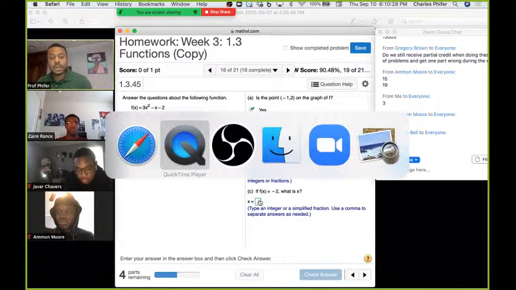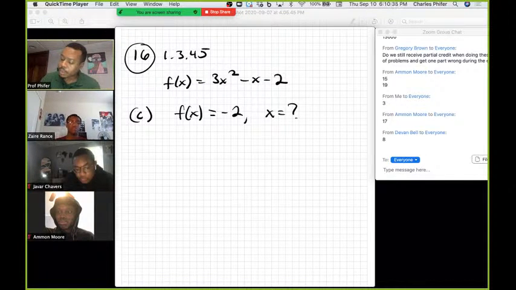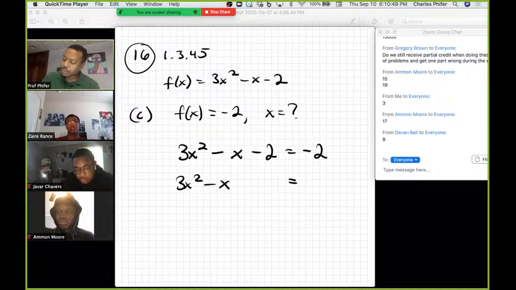Okay, so we kind of work it backwards, right? So if we set y equal to -2, let's set y equal to -2 and solve. So we get this 3x squared minus x minus 2. We're going to set it equal to -2 and solve. So if we add 2 on both sides, we get 3x squared minus x. Oh, that goes to 0, right? They cancel.